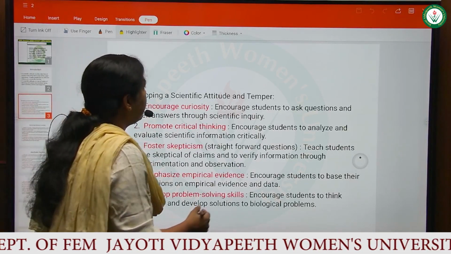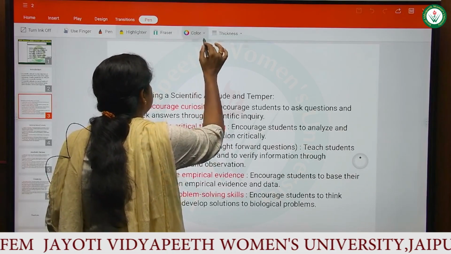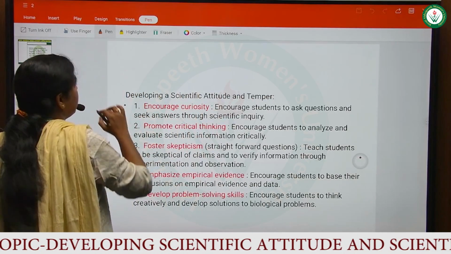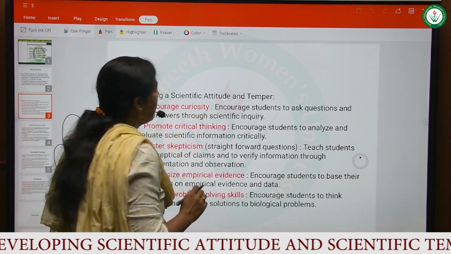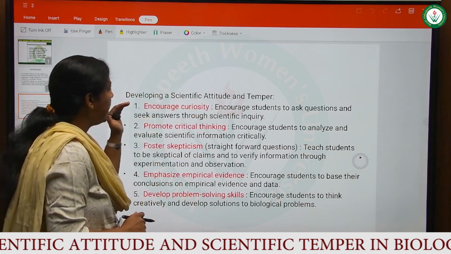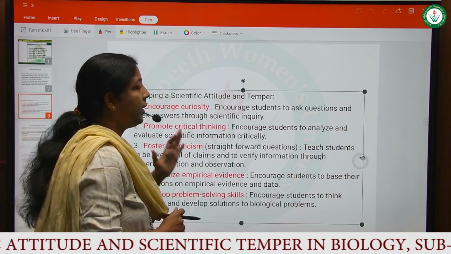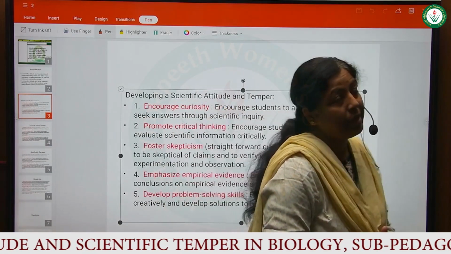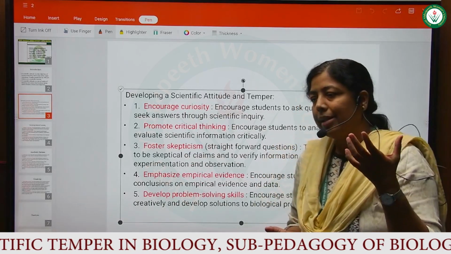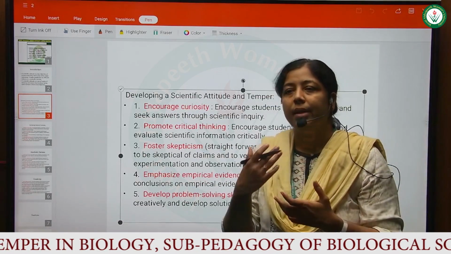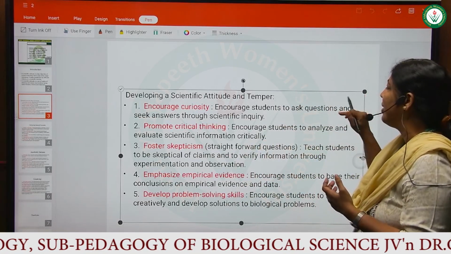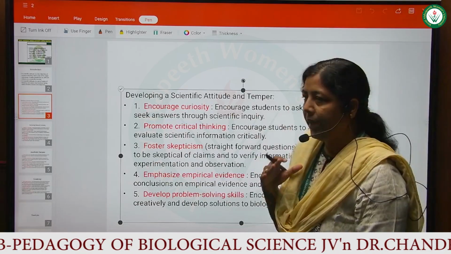So, developing a scientific attitude and scientific temper. This is happening when we say developing a scientific attitude, encouraging curiosity. When we are encouraging curiosity within the students, taking a scientific phenomenon, we can ask the student how they are understanding this, why this is happening, how this is happening. So encouraging them to ask these questions using scientific queries and scientific methods.